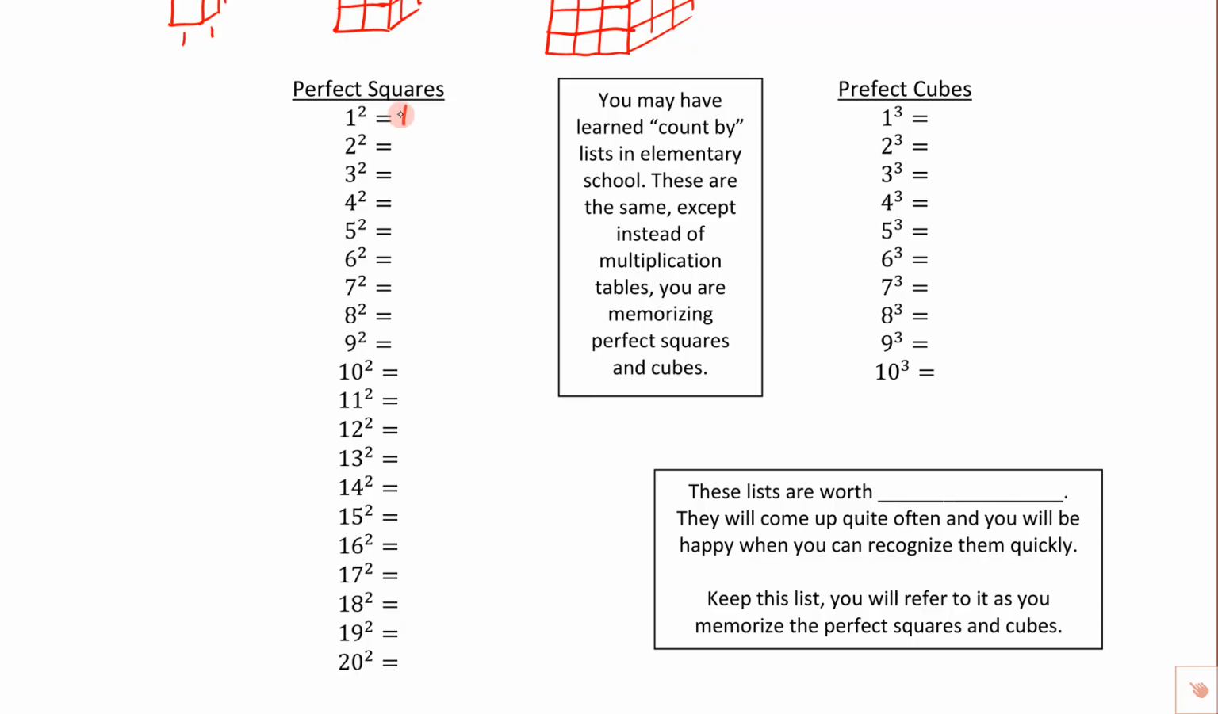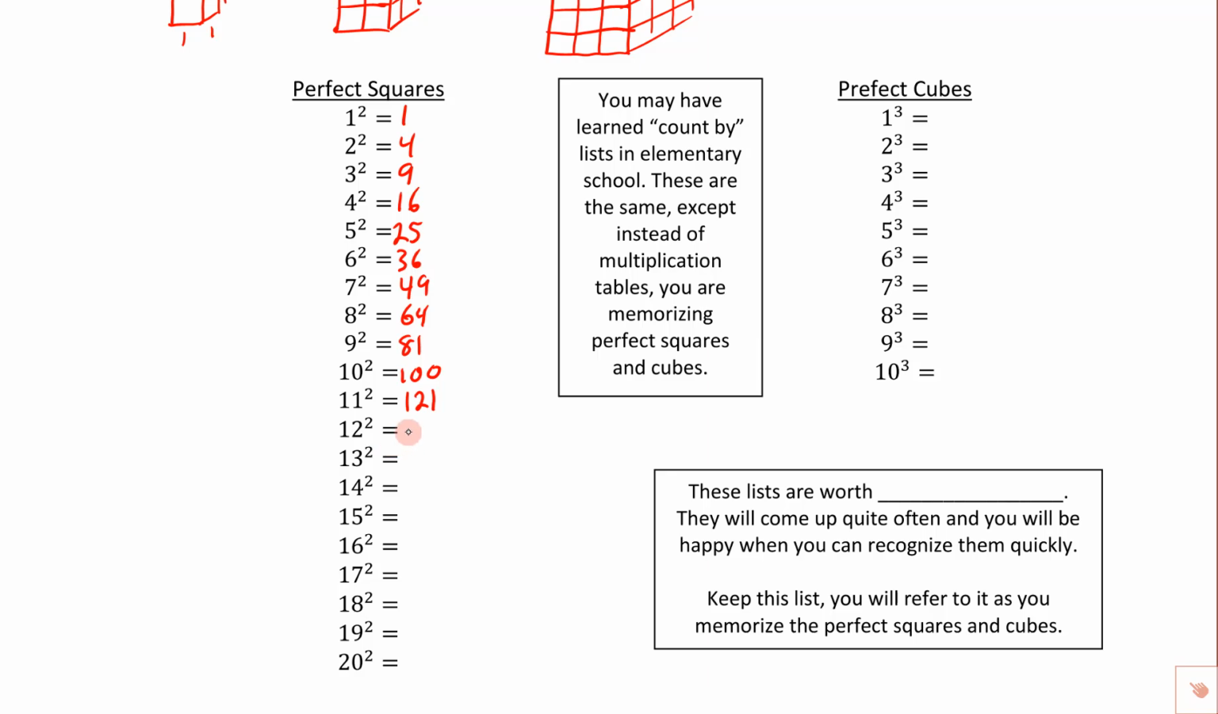So 1 squared is 1, 2 squared is 4, 3 squared is 9, 16, 25, 6 squared, 6 times 6, 36. You might recognize these from your times tables. We'll keep going. 9 times 9 is 81. 10 is pretty easy. 10 squared is 100. 11 times 11, 11 squared is 121.